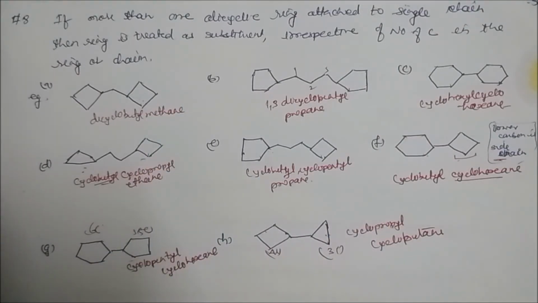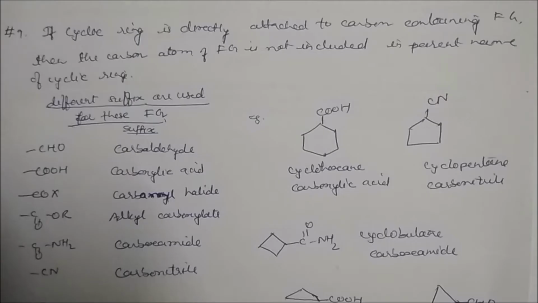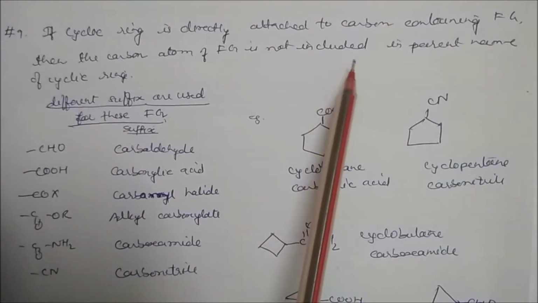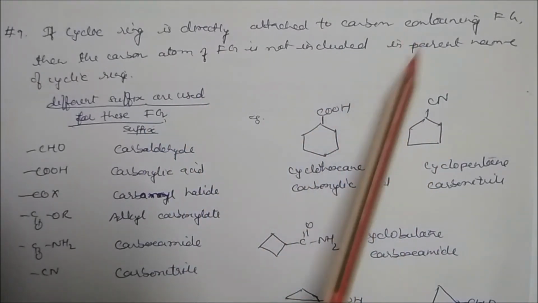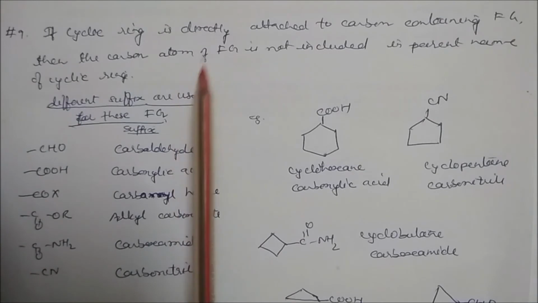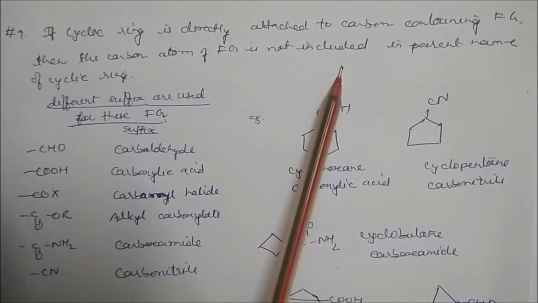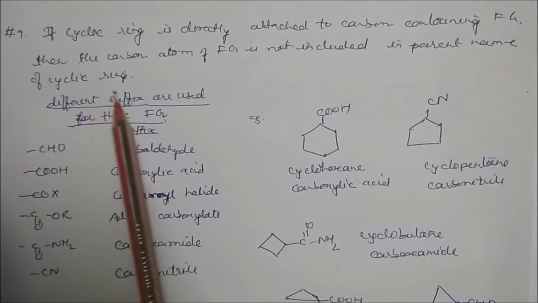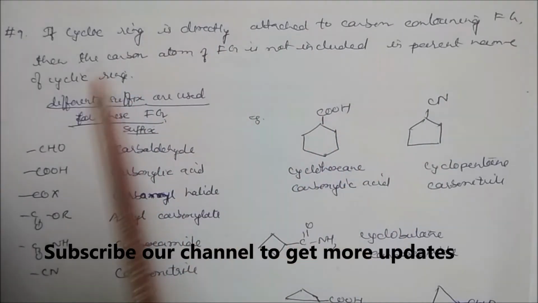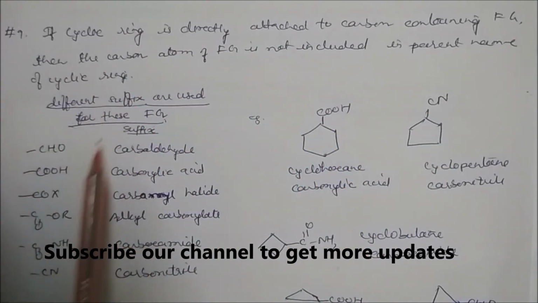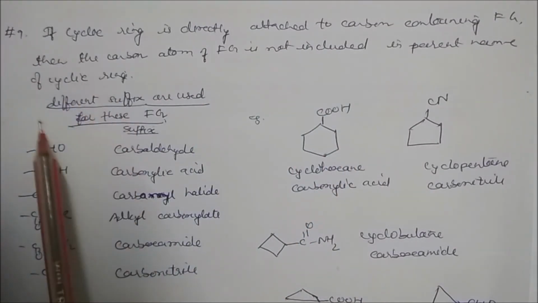Okay, let us see the next rule. Rule number 9: if a cyclic ring is directly attached to the carbon which contains the functional group, then the carbon of the functional group is not included in the parent name of the cyclic ring. So very important thing. In that case, we'll use a suffix for this functional group.